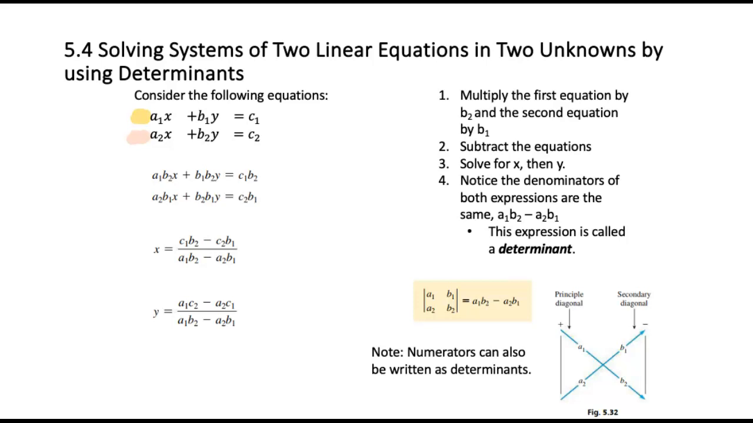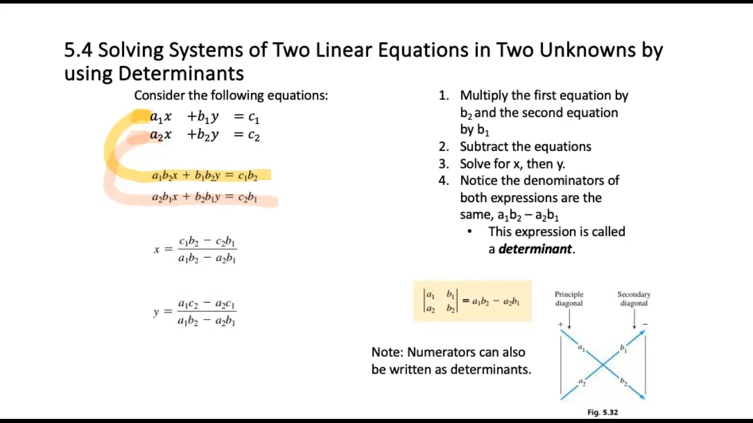And notice what we're going to do with that. We take the first equation and multiply by b sub 2. When we do that to the first equation, this is what we end up with. And then we're going to take the second equation and multiply it by b sub 1. So in the second equation, b sub 1, that gives us this equation.